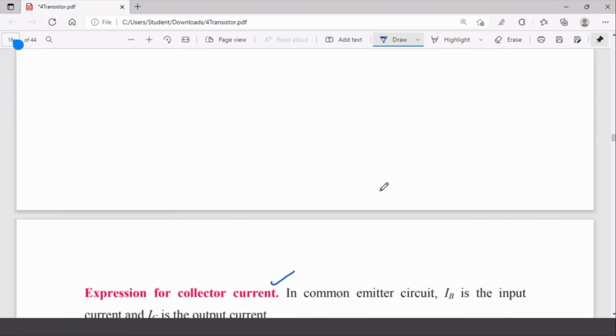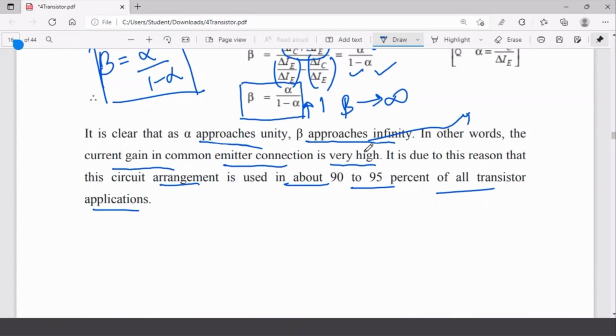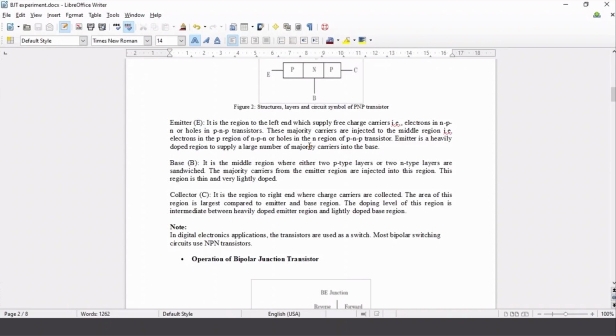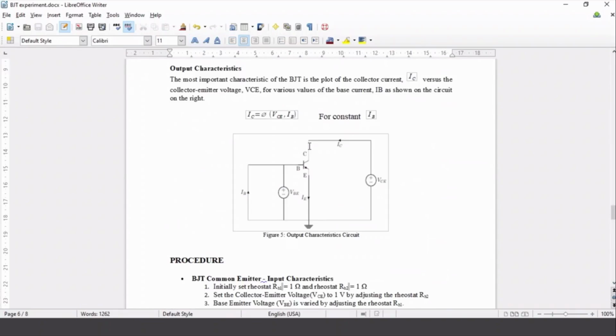So this is the theory behind our common emitter configuration, which is the aim of our experiment. Now we need to plot the characteristics. What are the characteristics we have? So let me just open the other shared document with you. So in this document which I have shared, as far as our lab experiment is concerned, just a second.